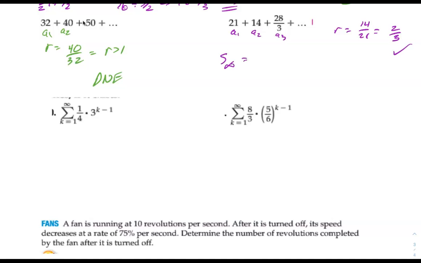So this one, do the sum. S infinity is a1 over 1 minus r. Such an easy formula. 21 over 1 minus 2/3. Common denominator, so 21 over 1/3. So this is saying 21 divided by 1/3, or 21 times the reciprocal. So I get 63.